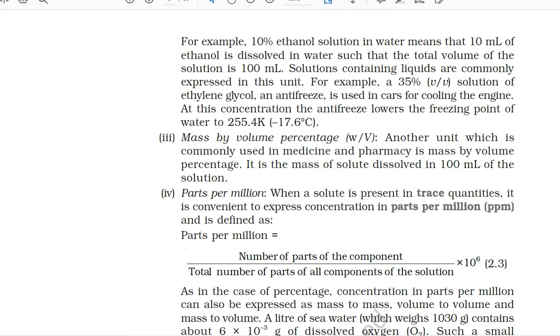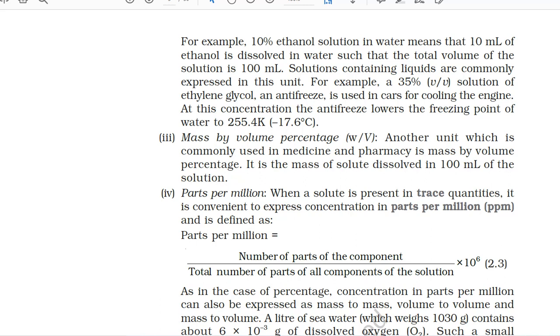For example, a 35% (V by V) solution of ethylene glycol, an antifreeze, is used in cars for cooling the engine. At this concentration, the antifreeze lowers the freezing point of water to 255.4 Kelvin (minus 17.6 degrees Celsius).